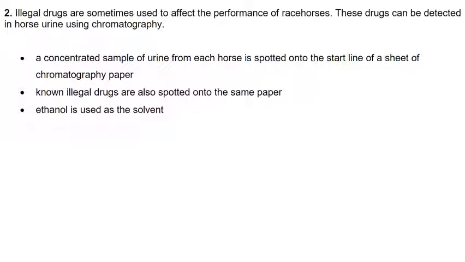Illegal drugs are sometimes used to affect the performance of racehorses. These drugs can be tested in horse urine using chromatography. So chromatography is very important. We use it in a lot of other things as well, in crime detection. A concentrated sample of urine from each horse is spotted on the start line of a sheet of chromatography paper. Known illegal drugs are also spotted on the same paper. Ethanol is used as the solvent. So it's not always water, we can use different solvents.